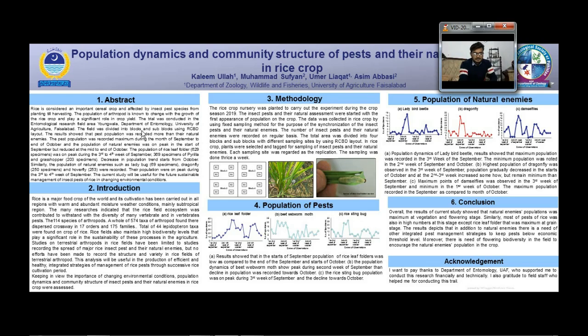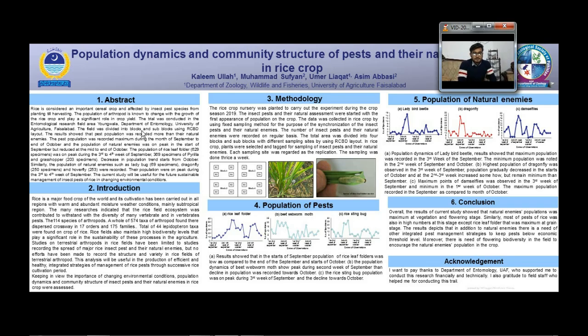Basically, rice is considered an important cereal crop and is affected by insect pest species from planting till harvesting. The population of arthropods is known to change with the growth of the rice crop and plays a significant role in the crop yield. The trial was conducted at the Entomological Research Field Area, Yangwala, Department of Entomology, University of Agriculture, Faisalabad. The field was divided into blocks and sub-blocks using RCBD layout.